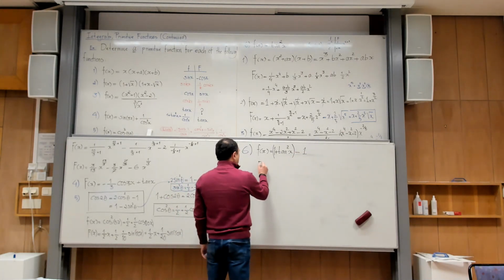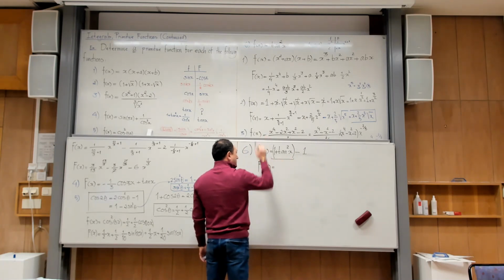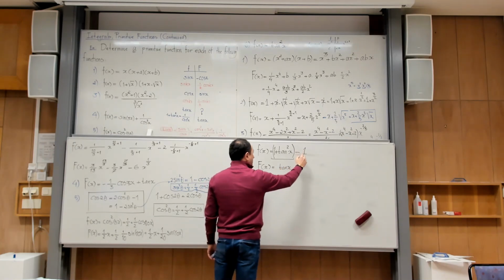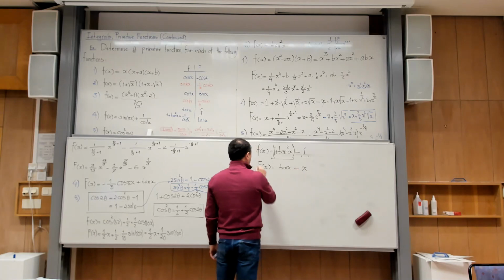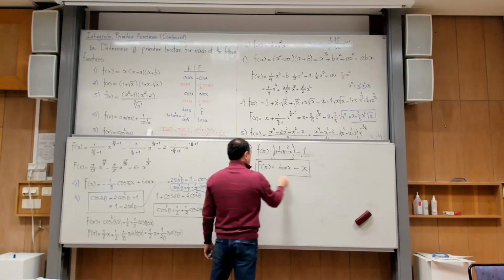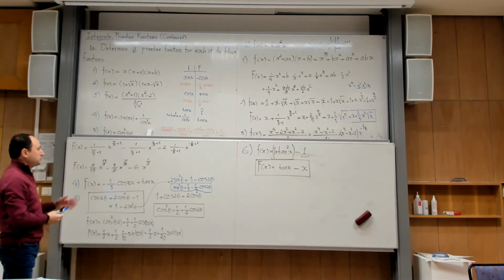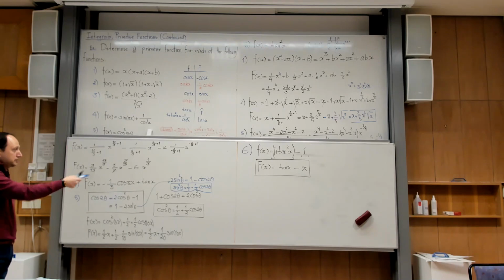So capital F of x is equal to a primitive function for this part is tangent of x. A primitive function for that part is x, and I have a negative sign between. So that is my function. So you see, the algebra was very simple, but if you don't have experience, then it might be hard for you to realize what to do. Now you have enough experience for these problems. Any questions?